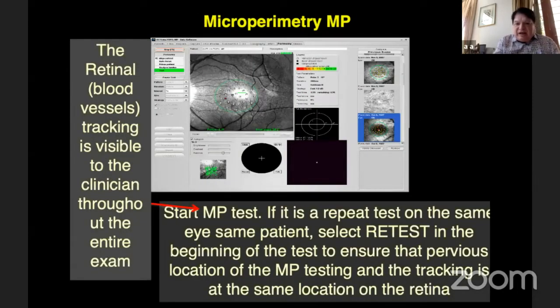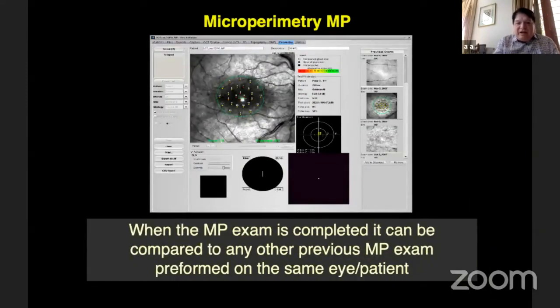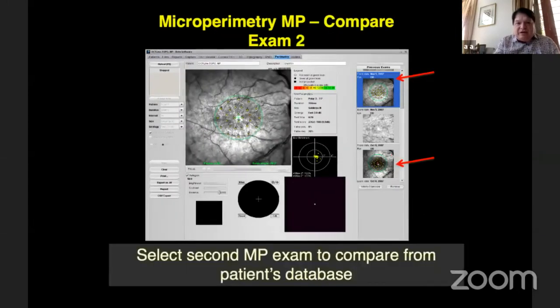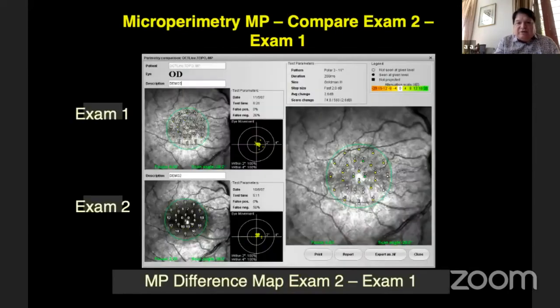Start the test, and if you're repeating the test, there is a retest function which will give you the comparison also. When it is completed, it can be compared with any of the previous MP macroperimetry exams you have performed on the same eye of the same patient. Here I'll give you exam number 1 and the second exam, and you can compare from the database. You can see that between the first exam and the second exam you have differences in the decibel values of the retina. It gives you an idea whether the disease is progressing, worsening, or improving. All this can be done because this is an exact thing.